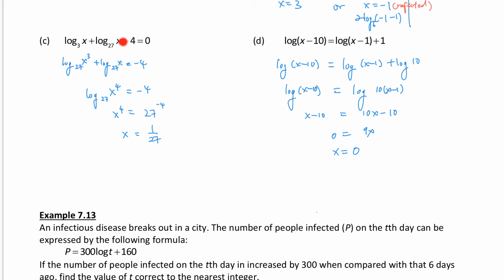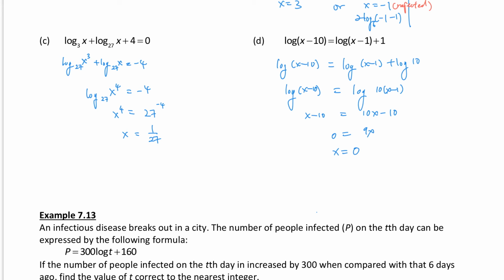I want to move this negative 4 to the right hand side because this term is not a log function. So apply the property log A plus log B. We can change to log A times B, x to the power 4. Because we have one logarithmic function, I will use the definition. I know x to the power 4 is equal to 27 to the power negative 4. Log A with base B is equal to C, then B to the power C is equal to A. Then x is equal to 1 over 27.